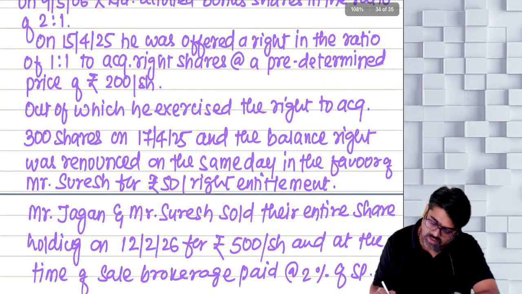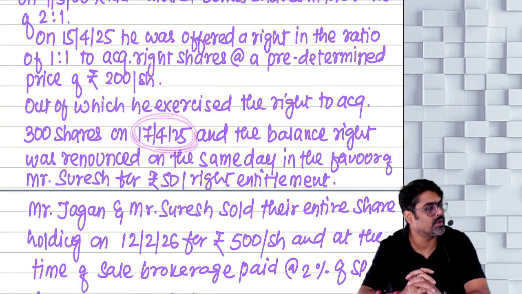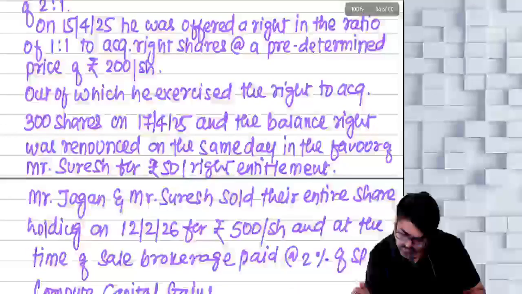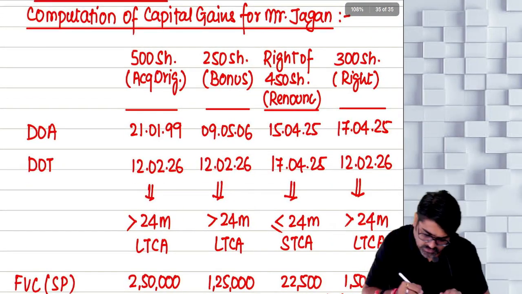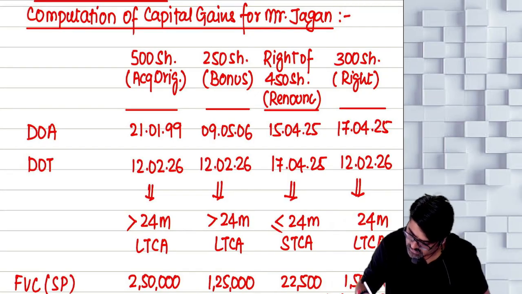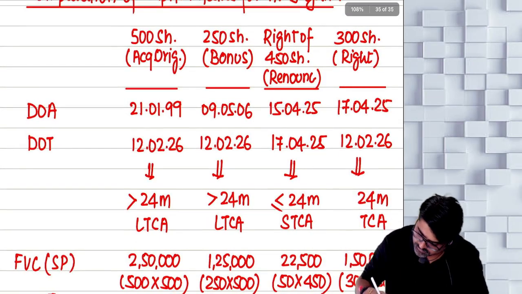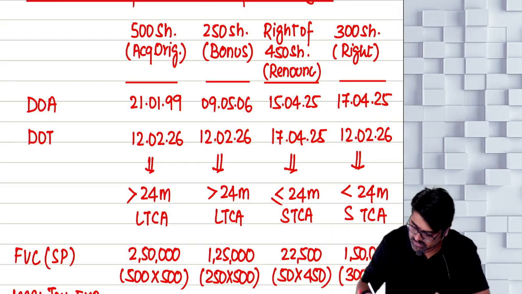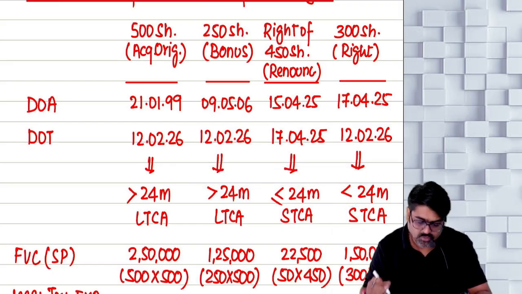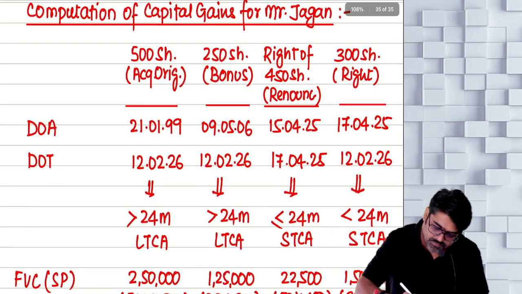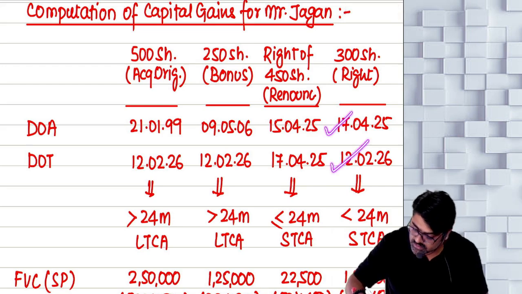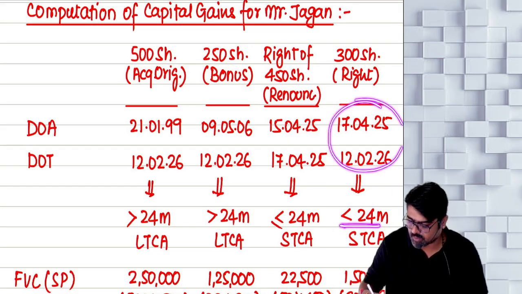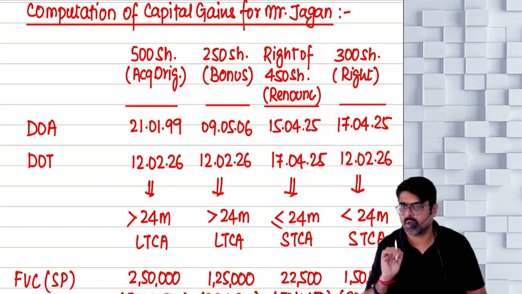And now you have to determine the cost of 300 right shares. So when did you acquire the right shares? 17th April 2025. Just a moment. This is less than, my mistake. For right shares, this will be less than, and this is short-term capital asset. My mistake was there, guys. Okay. So for right shares, which you acquired on 17th April, which you are selling on 12th of February, the period of holding was less than 24 months. The right shares are also short-term capital asset for you.